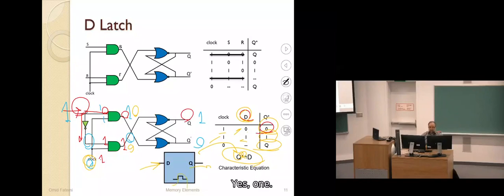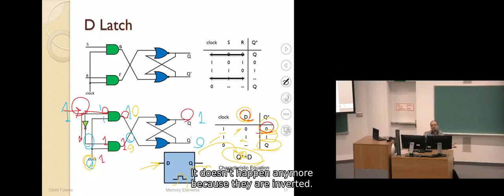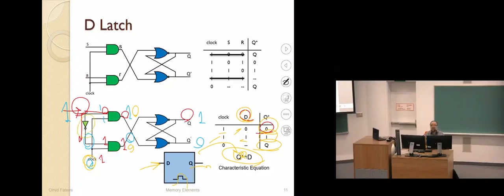Yes? So for the first example, are we timing the clock with when S and R are 1 and 1, so that it doesn't happen anymore because they are inverted? I mean, if we were to use the first example. Oh, yeah, that's not good. If you put S and R at 1 and also have a clock, it's bad. But you are saying that the clock is 1, no? Clock is 1, S is 1, R is 1. It is a very bad situation.